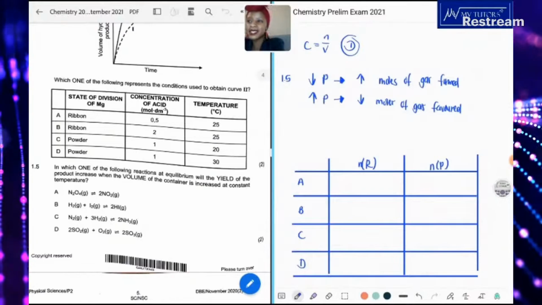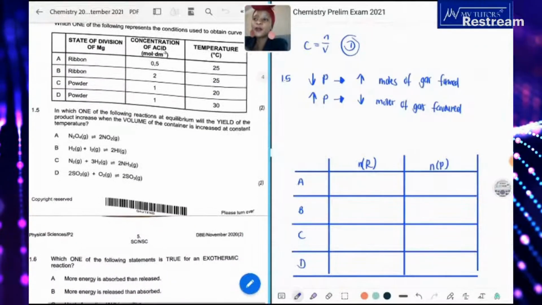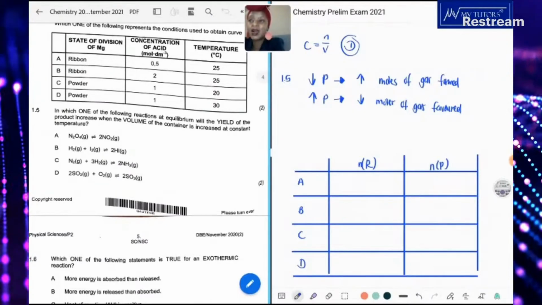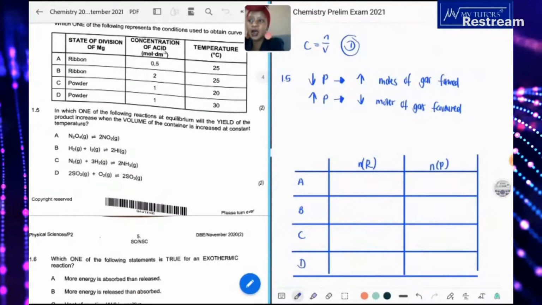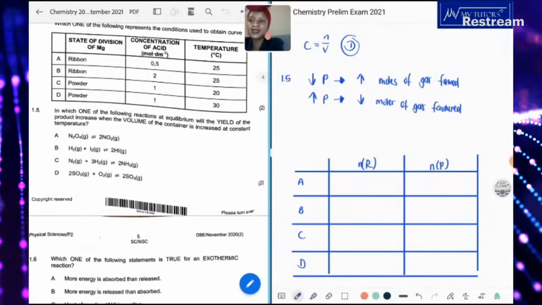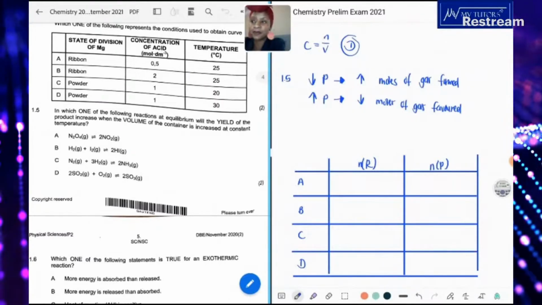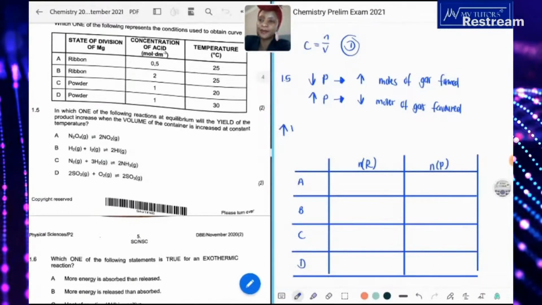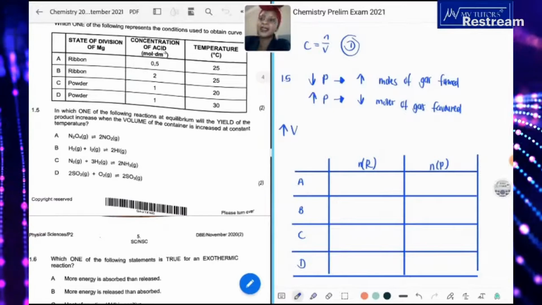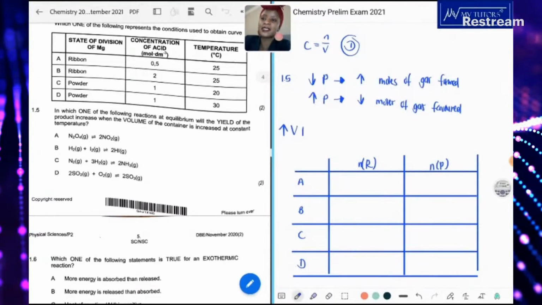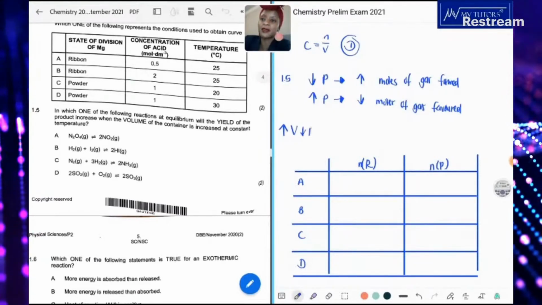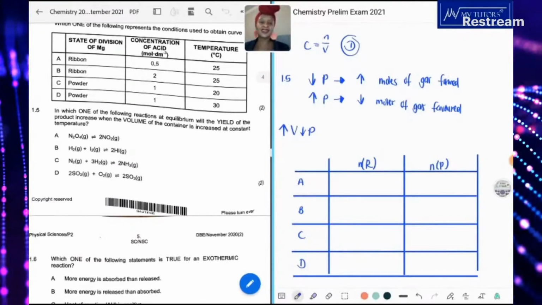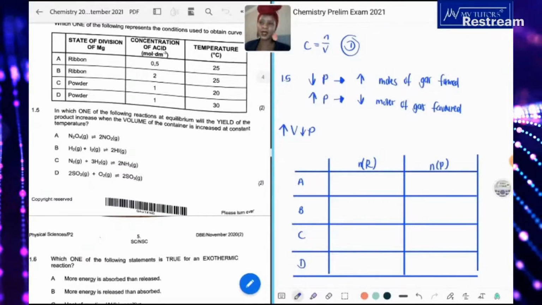Now it says, in which one of the following reactions at equilibrium will the yield of the product increase when the volume of the container is increased at constant temperature? So guys, if you are going to increase volume, what happens to the pressure? The pressure will definitely decrease, okay? Because increasing the volume, you have a very huge space. There will be less pressure, okay?